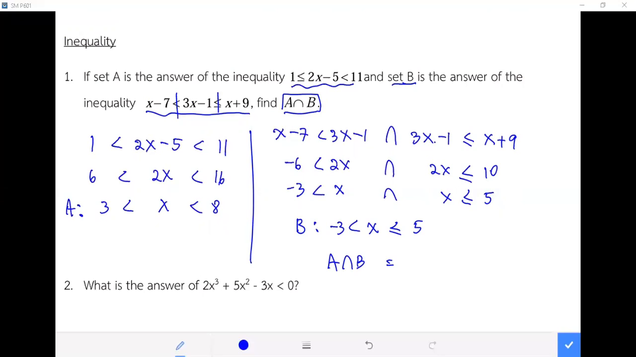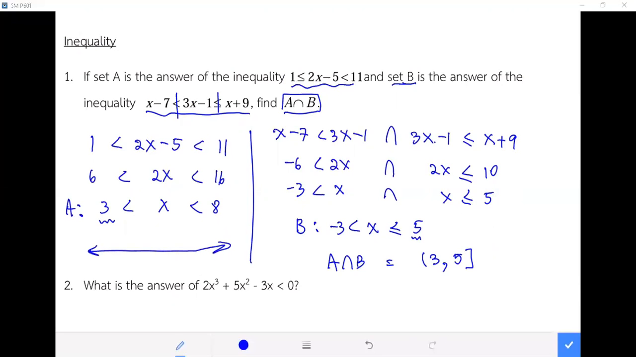If you're going to intersect these two, you can do it quickly. I find the common part. I will get 3 as the minimum, and the maximum would be 5. If you don't get it, then you go to the number line.